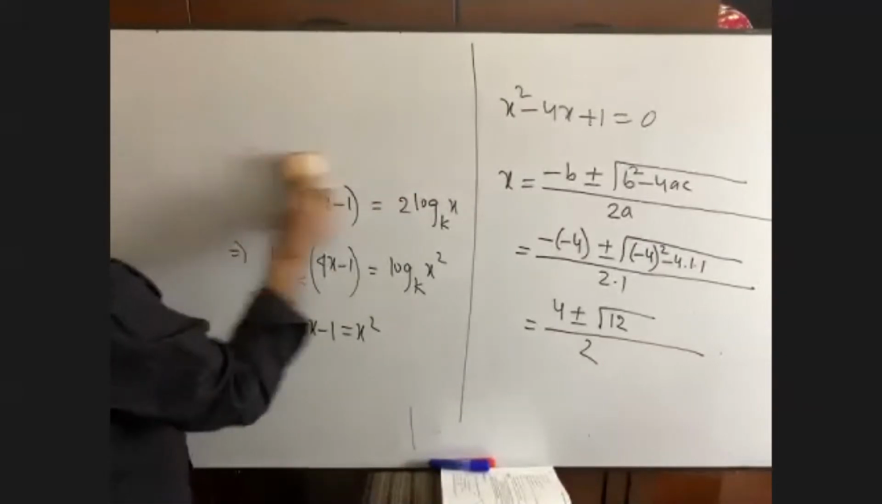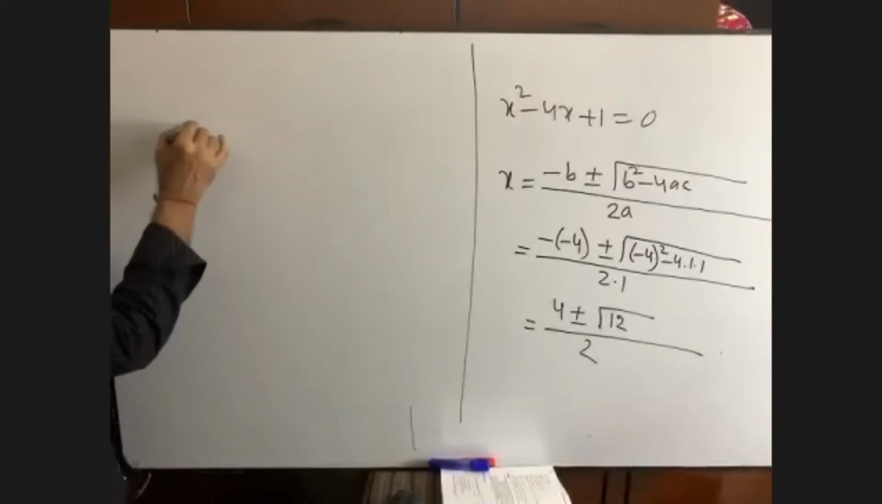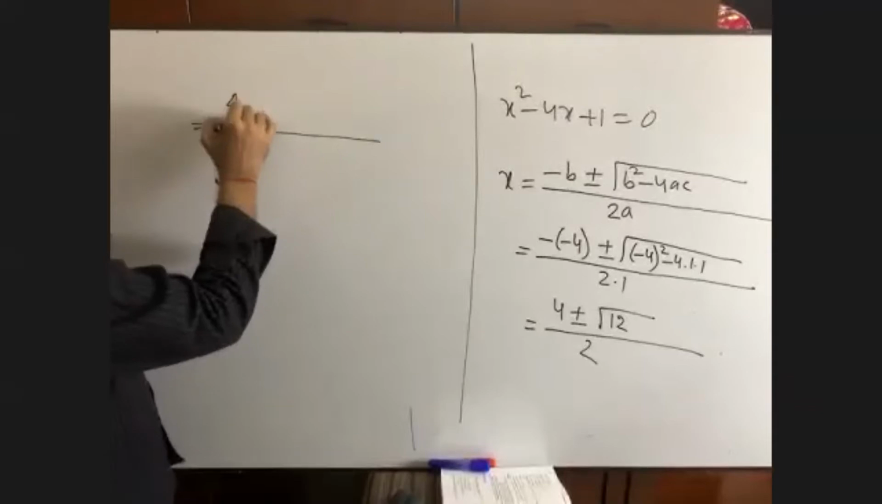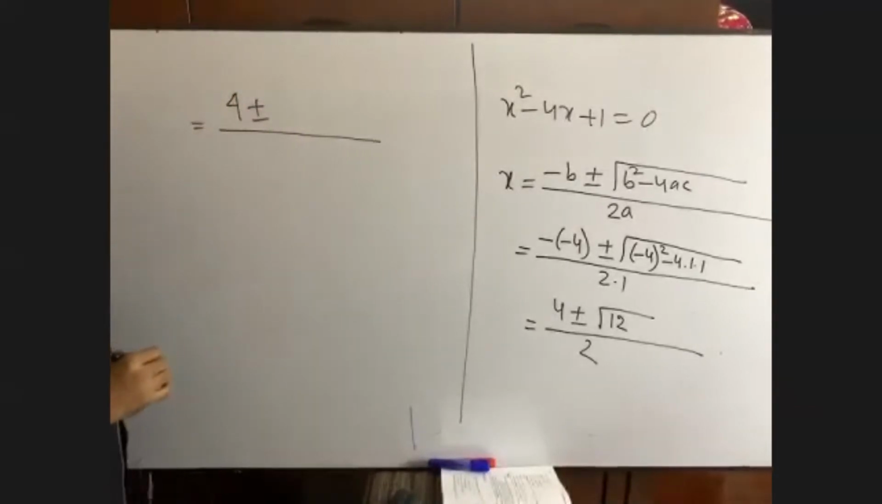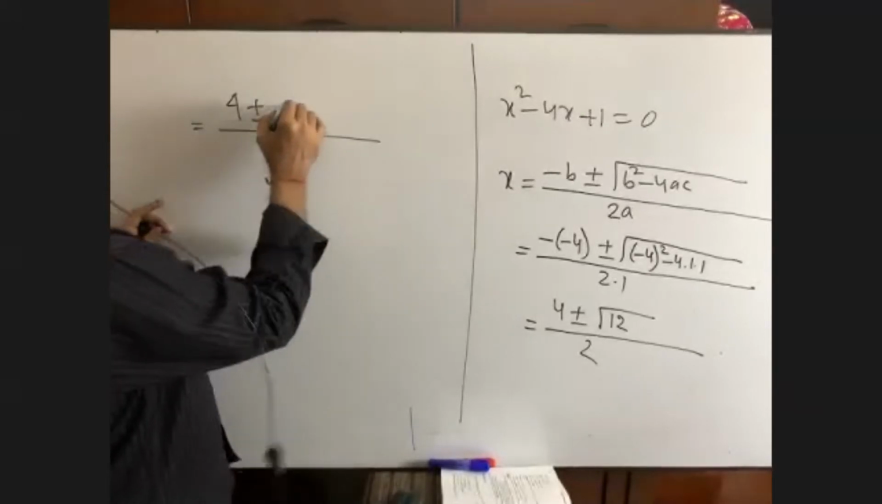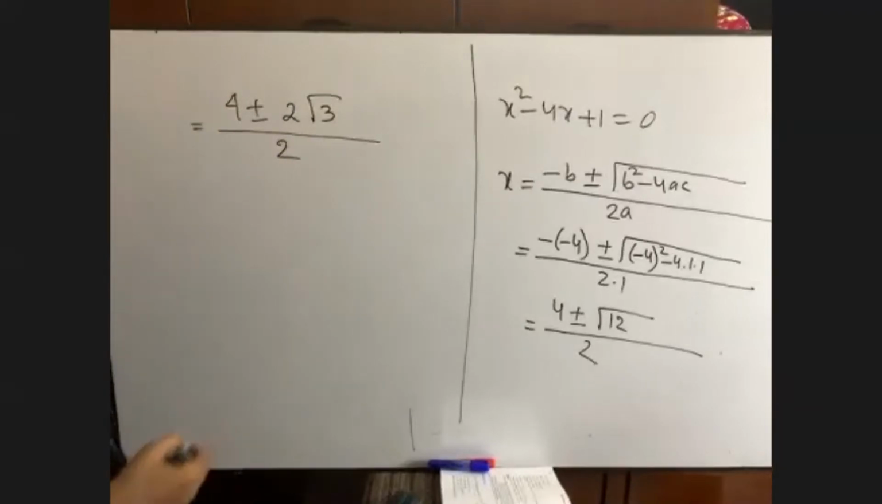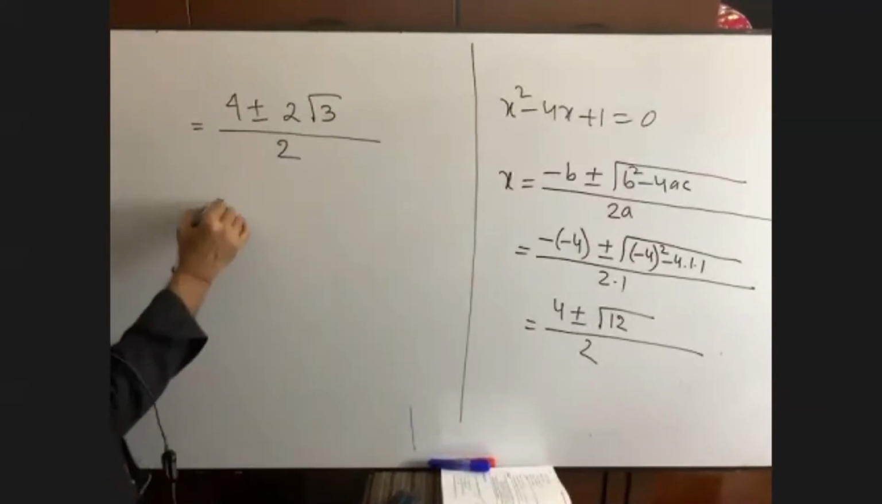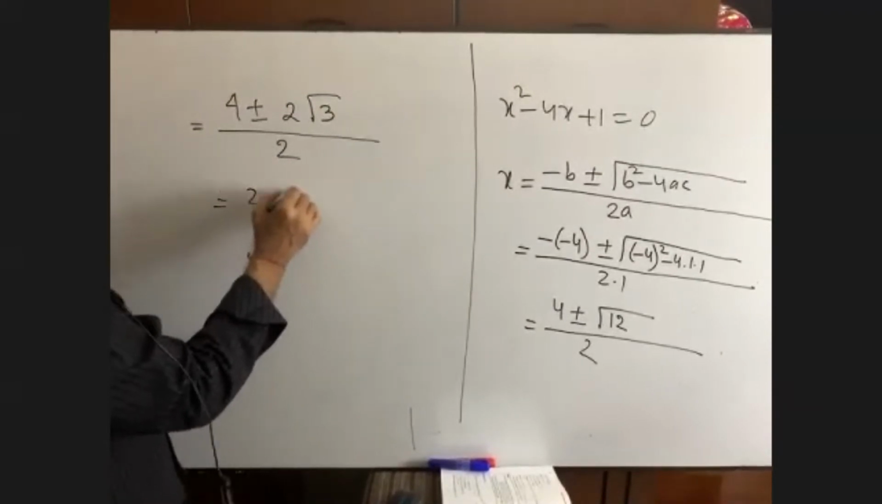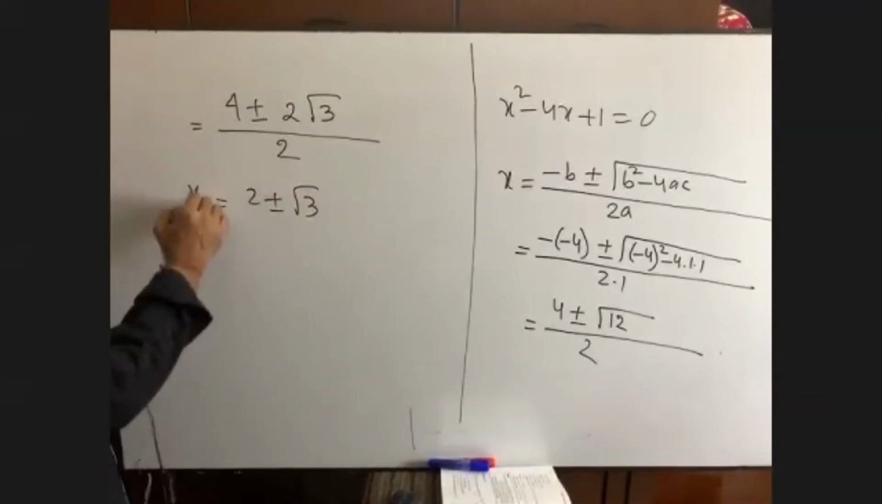You're absolutely right. Now you see, we can write down here, this is 4. Root 12 means what? Root over 12 means what? Can you please let me know? Root over 12 means 2 root over 3. This is by 2. Now we can take 2 common from the numerator. So 2 plus minus root over 3. Now you see, it is x.